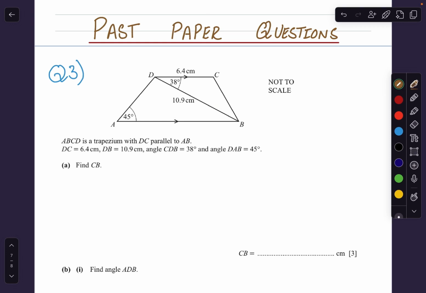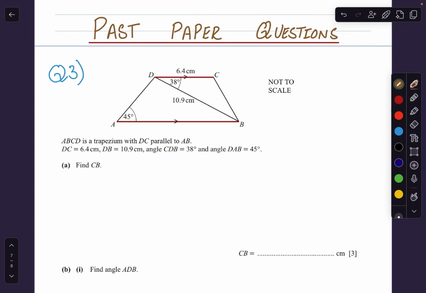Another past paper question, that is question number 3. Now we'll solve this one for your practice. It shows ABCD is a trapezium. We have been given a quadrilateral shape, a trapezium with DC parallel to AB. That's an important part: DC is parallel to AB, so two sides are parallel to each other.